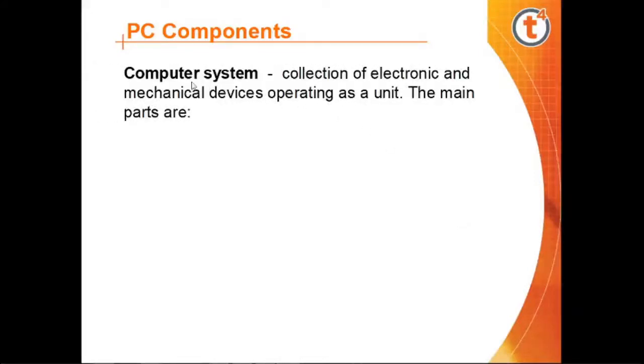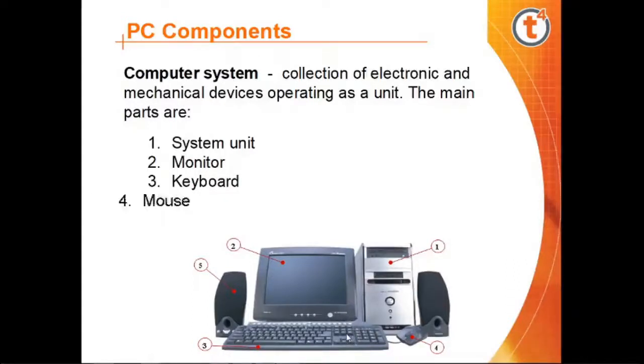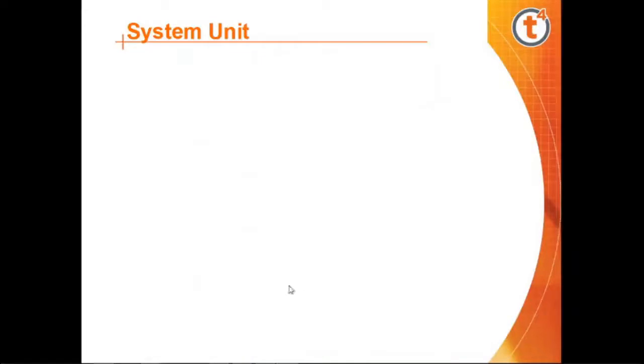PC components. A computer system is a collection of electronic and mechanical devices operating as a unit. The main parts are, first, the CPU, that is the system unit, where the logical operations are done; the monitor to see the output; the keyboard to enter inputs or to type; the mouse, used to point or click on icons; and speakers.